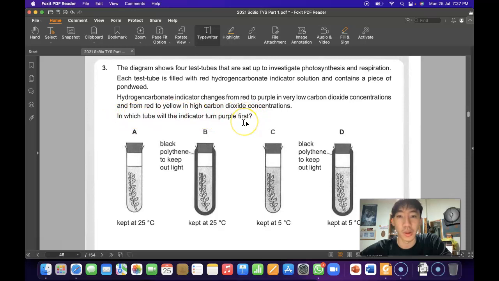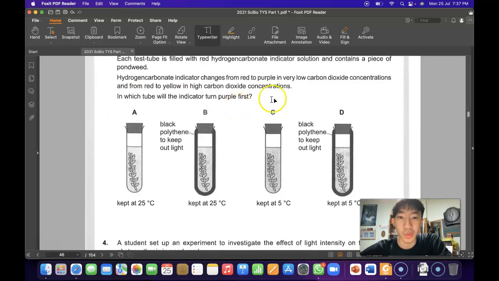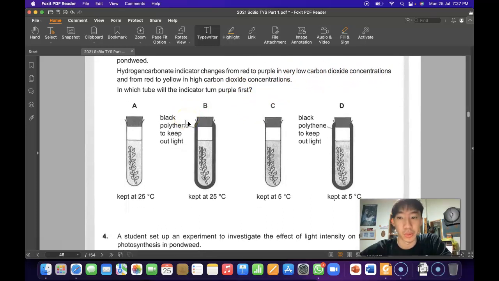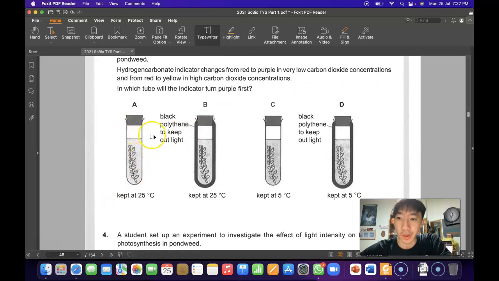Keyword: first. So purple means what? Purple means very low carbon dioxide concentration, so that means there's less carbon dioxide than normal. If we have tube A, this is kept at 25 degrees Celsius. There's light, it's not covered by anything. So now it's a good temperature for photosynthesis to occur. So this is likely to be photosynthesizing, right?